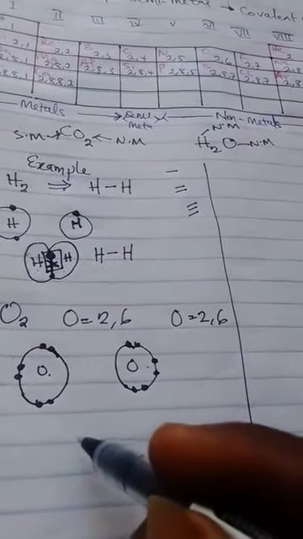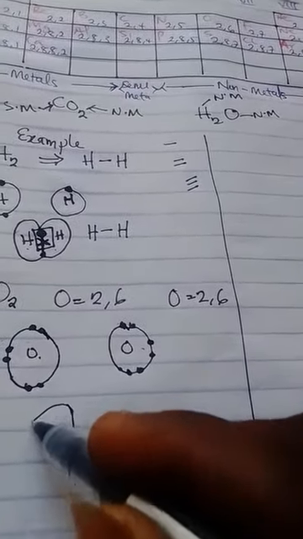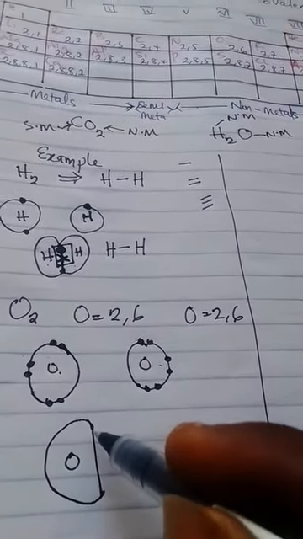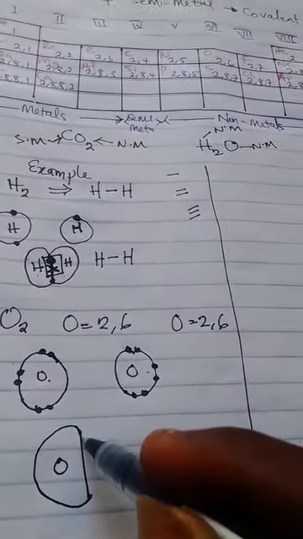So therefore, let's start with this oxygen. It brings out 2. First of all, you write out the 2 it is sharing with, 1 and 2. Then out of the 6 electrons it has, it has brought out 2, so you write the remaining 4: 1, 2, 3, 4.